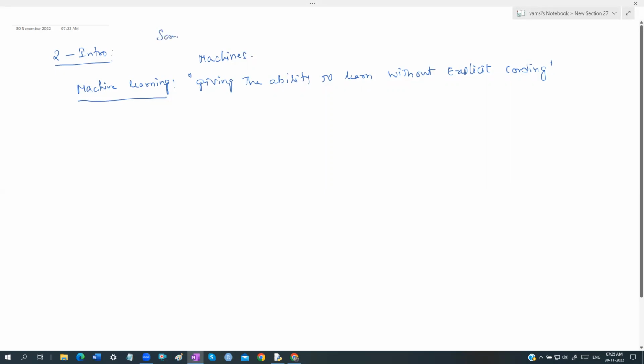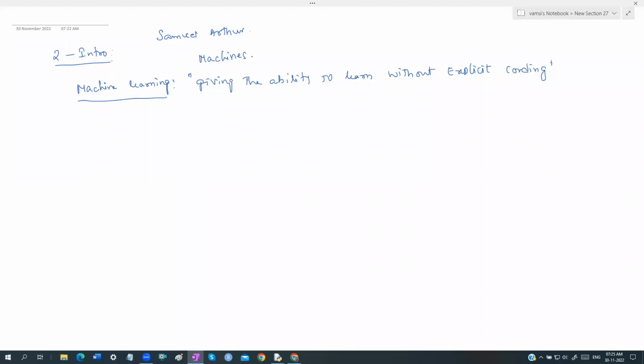He is the person behind it, guys. His name is Arthur Samuel, not Samuel Arthur. He was an expert at IBM, working there in the 1960s, and he was the person behind machine learning. He gave the definition saying that we are giving the machines the ability to learn by themselves without explicit coding. That is what the technical definition of machine learning talks about.